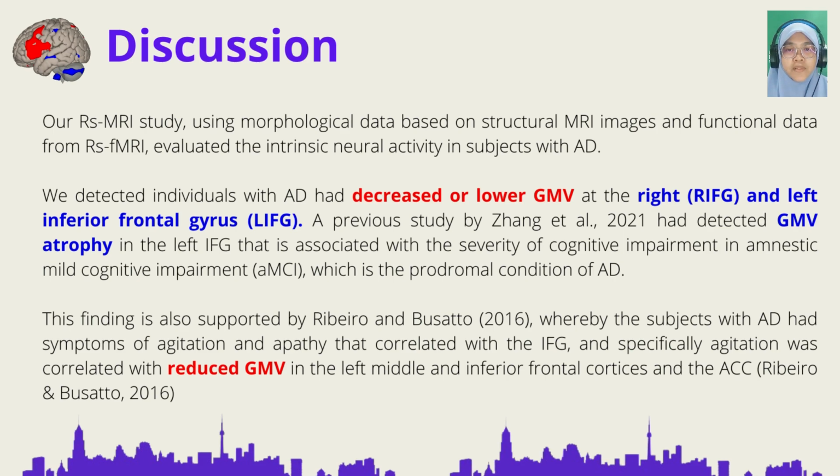A previous study by Zhang et al. detected GMV atrophy in the left IFG that is associated with the severity of cognitive impairment in amnestic mild cognitive impairment, which is the prodromal condition of AD. This finding is also supported by Ribeiro and Busatto, whereby subjects with AD had symptoms of agitation and apathy that correlated with the IFG, and specifically agitation was correlated with reduced GMV in the left middle and inferior frontal cortices and the ACC.